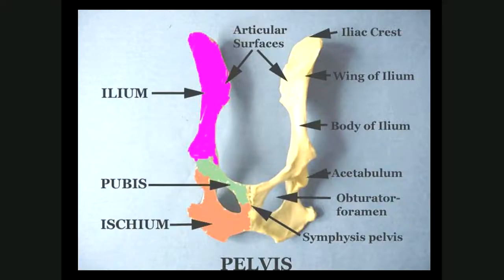On this slide, please hit the pause button and take some time to familiarize yourself with the normal pelvic anatomy. This slide shows the four major components of each hemipelvis, namely the ilium, the pubis, the ischium, and the acetabulum.